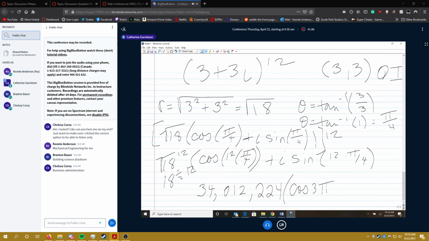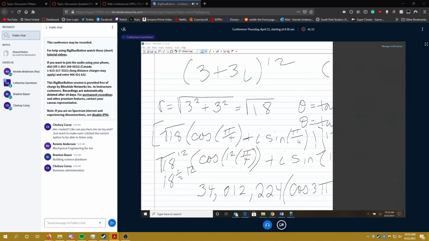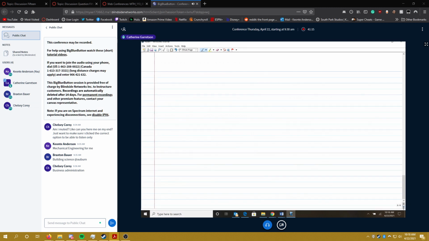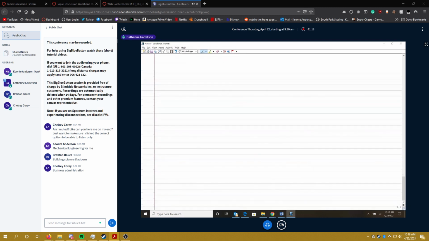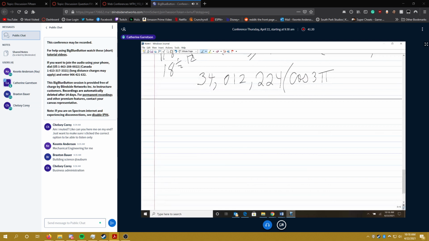Now, what was 3 pi? It's bigger than 2 pi. One rotation is 2 pi, right? One revolution around the circle. So I'm going to subtract 2 pi to get it down below 2 pi. So this is 34,012,224 times the cosine of pi plus I sine of pi.